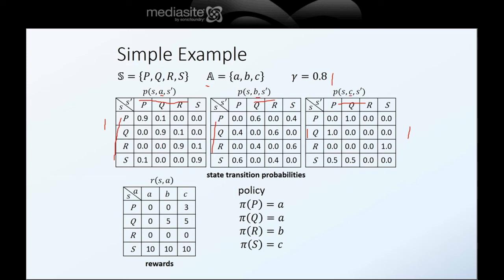And these are the corresponding rewards when you're taking actions A, B, and C from states P, Q, R, and S. These are the rewards. And the policy is here, but since we are looking at the Q values for all possible values of the action, we ignore the policy for now.